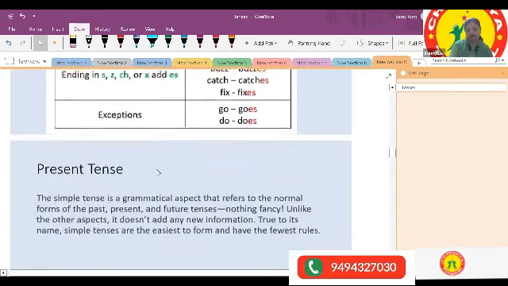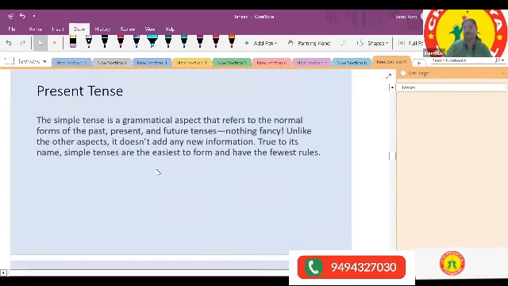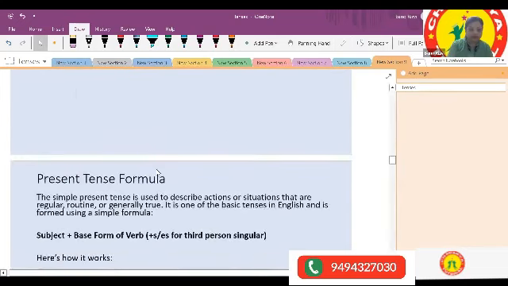So the first tense, this is just an example. You don't have to memorize any definition or something. It is only for you to just understand. Okay, anybody has any doubt till now?